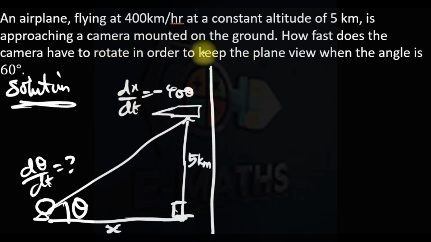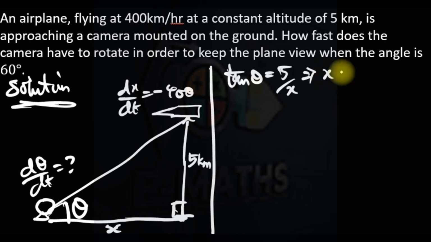So from this, we know that tan theta is opposite over adjacent, which implies that x is equal to 5 over tan theta, which is 5 cot theta.